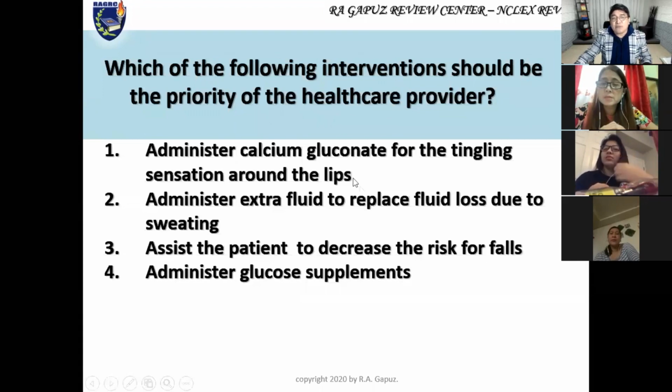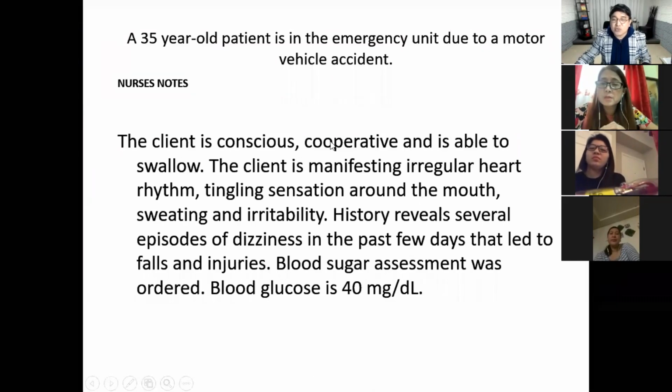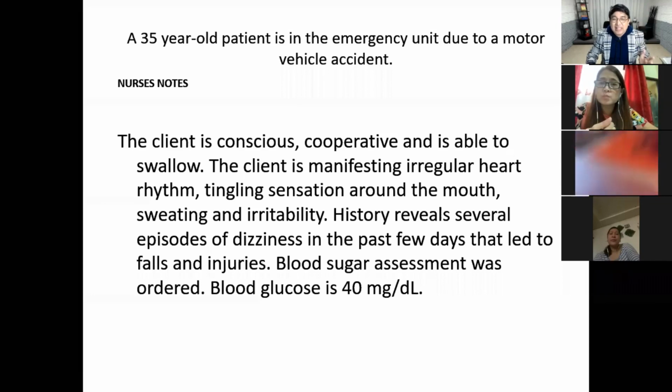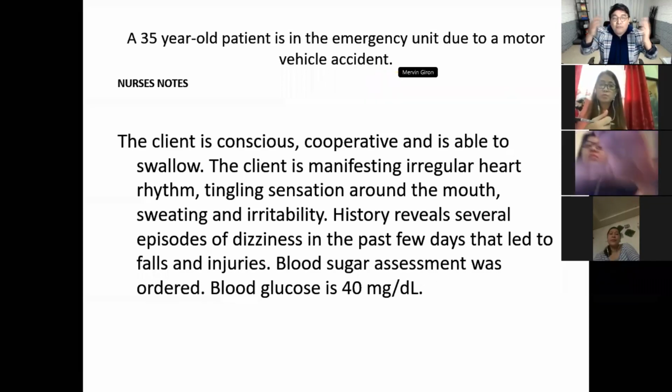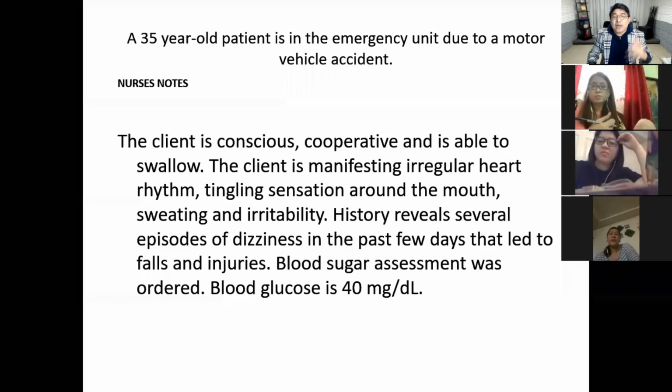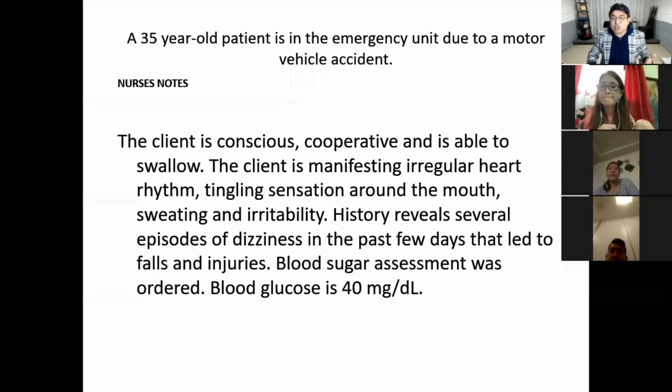Number three, assist the patient to decrease the risk for falls. Now you would notice that for options 1, 2, and 3, they have individually addressed a manifestation of the situation. So they individually address these manifestations, but they did not actually analyze it as a syndrome. The NCLEX would want you to do it that way. Analyze the signs and symptoms in terms of a syndrome. So what is it telling you? What is the story all about?